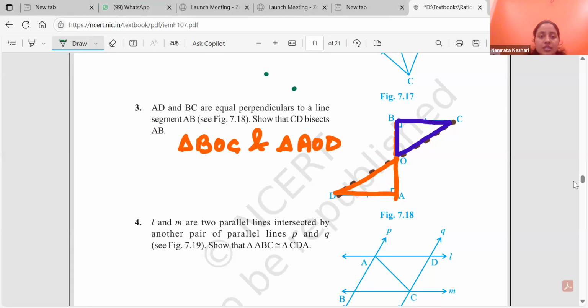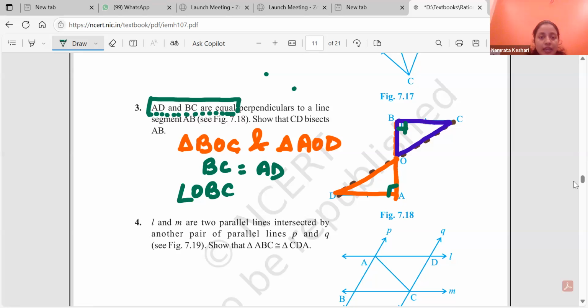Now let's write the data given. Here we know AD and BC are equal. So BC side from here and AD side from there are equal. Who said that? Our statement is saying that. Perpendicular also. So they are 90 degrees and here 90 degrees. That means angle B over there and angle A over here are equal. Who said that? 90 each. This here also we will write given. Here also we will write given.